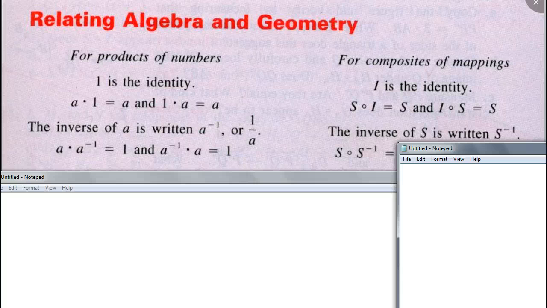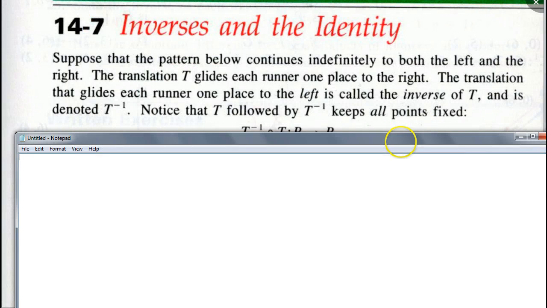Actually, let's hold on to this and we'll come back to it. Okay, let's do some examples and see whether we can answer this. Here we go. Let's talk about the inverse a little bit more before we answer that question.